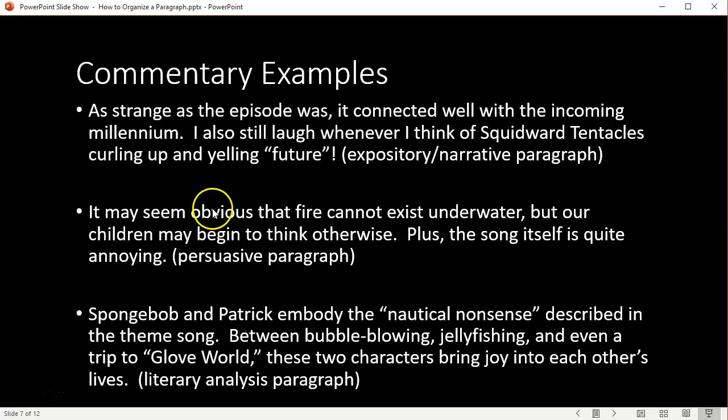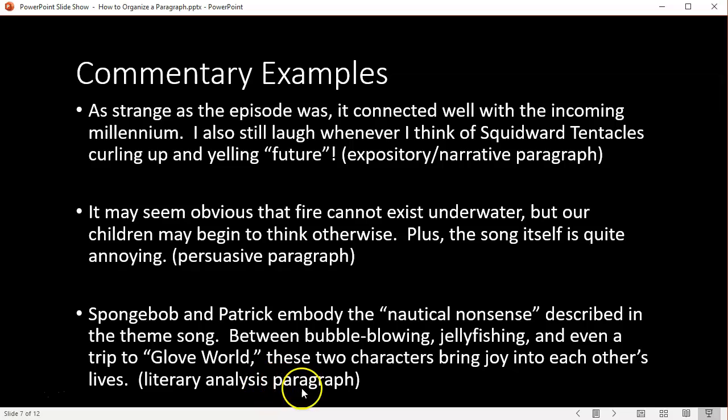Persuasion. It may seem obvious that fire can't exist underwater, but our children may begin to think otherwise. So now I'm making the "but think about the children" argument. Think about what a kid might think about the laws of physics if he or she watches SpongeBob. Plus, the song, this little side note here, the song itself is quite annoying. Once again, I don't agree with my own statements here. I really, really love SpongeBob SquarePants because it's something I grew up with. I'm just playing devil's advocate in that persuasive argument there.